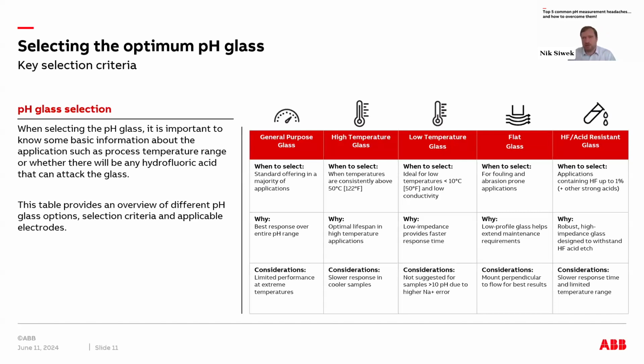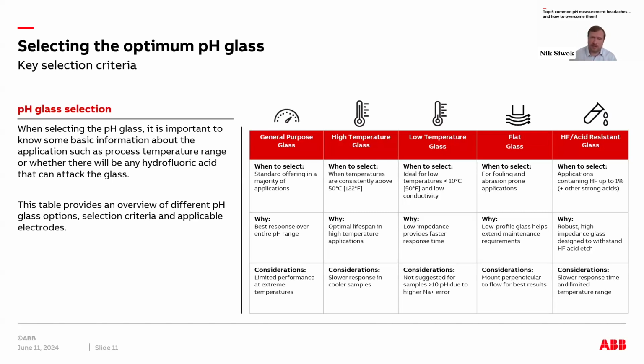Then we step into the high temperature virgin glass. This one is designed, as indicated in the title, for high temperature applications, typically above 50 degrees C or 122 degrees Fahrenheit. This one works longer in high temperature applications. It'll have a much longer lifespan compared to the general purpose glass, but its weakness lies in low temperature applications. It won't be as responsive in those environments compared to an equivalent general purpose glass. It'll be more sluggish responding, and you will see deviation in your results if you compare one to the other.